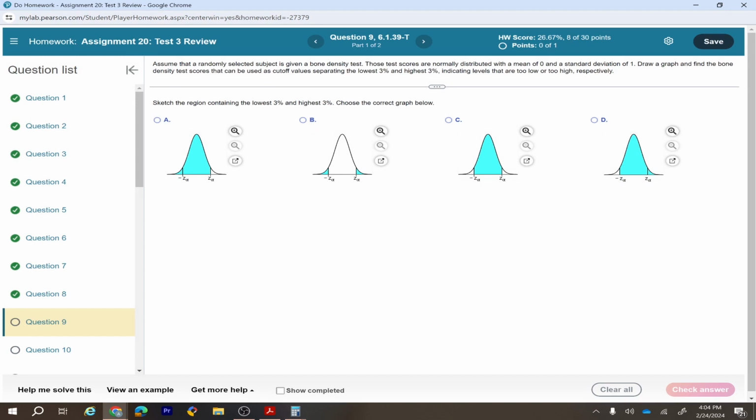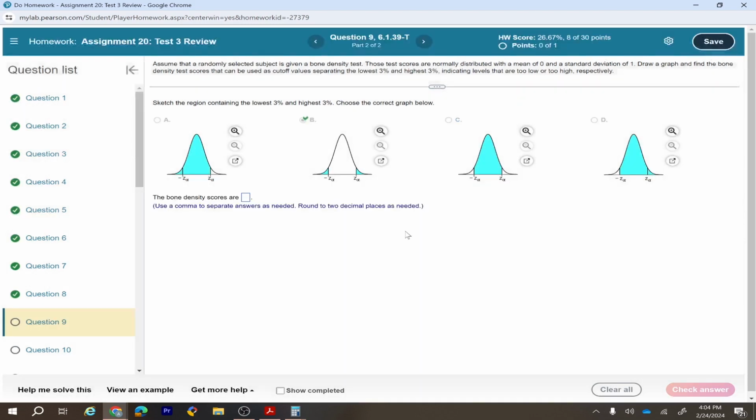Assume that a randomly selected subject is given a bone density test. Those test scores are normally distributed with the mean 0 and standard deviation 1. Draw a graph and find the bone density test scores that can be used as cutoff values separating the lowest 3%, so the area under the curve to the left is 0.03, and the highest 3%, where the area under the curve to the right is 0.03. So it's a left and right side.